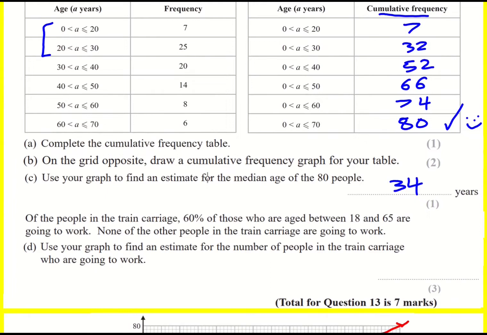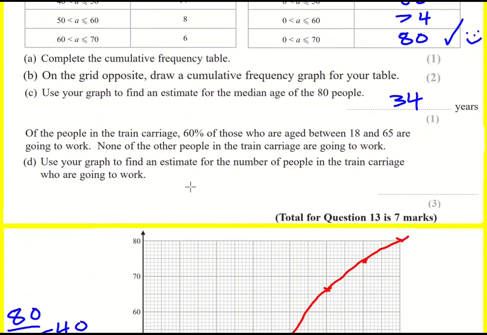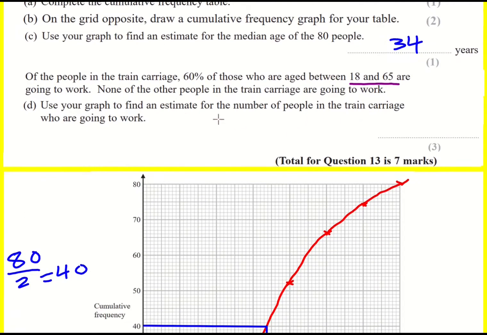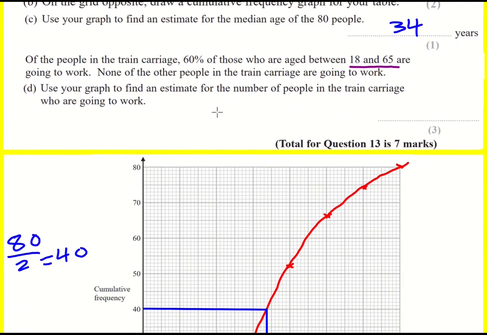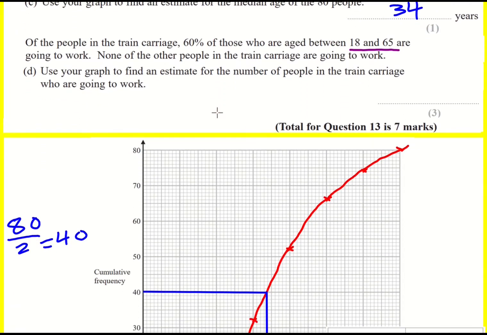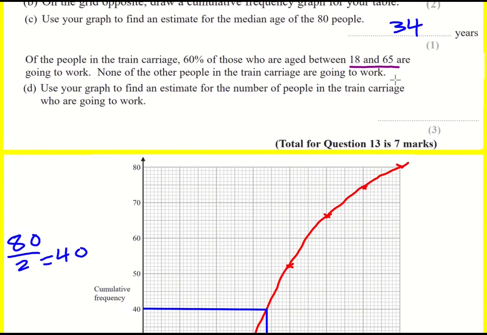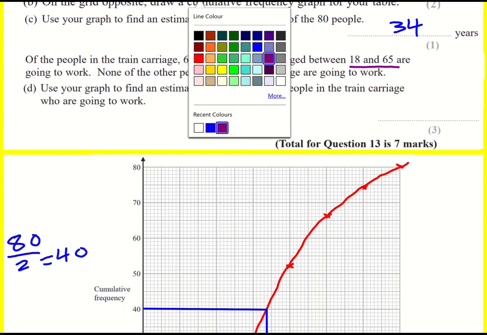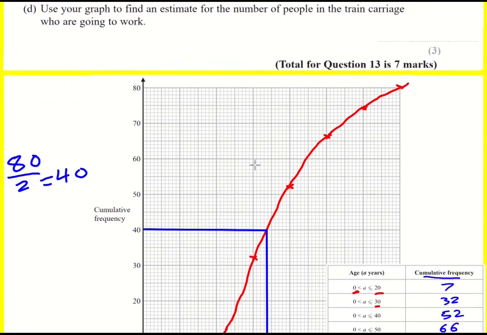And finally, of the people in the train carriage, 60% of those who are aged between 18 and 65 are going to work. None of the others are going to work. Let's use the graph to estimate the number who are going to work. It is between 18 and 65.